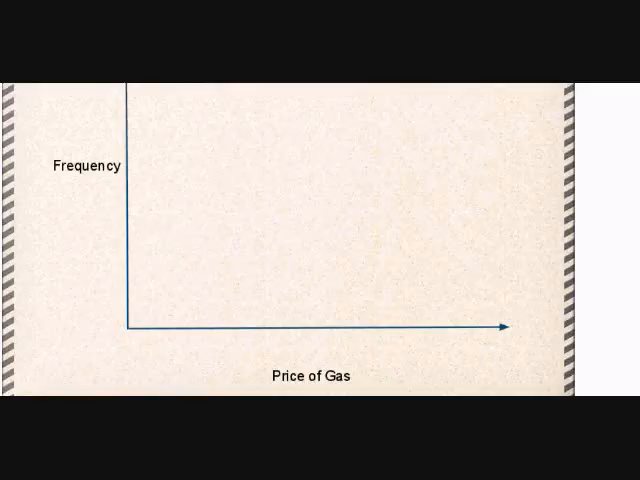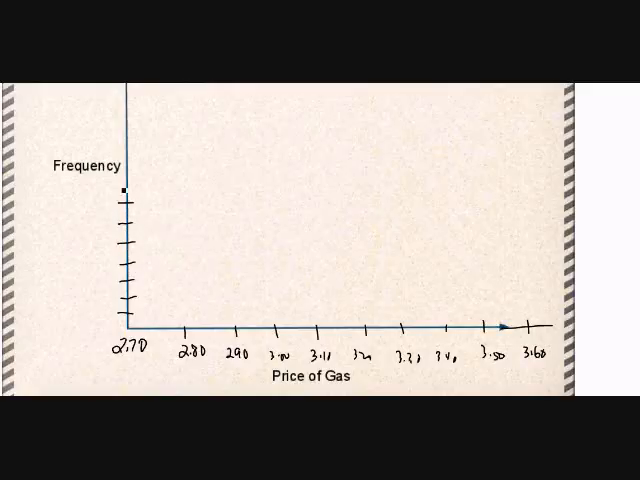So let me put down here, we started at 270. So I'll start here at 270. We went up to 280, 290, 300, 310, 320, 330, 340, 350. I need to go up to 360 to get that 357. The highest frequency was 10. So let me go 1, 2, 3, 4, 5, 6, 7, 8, 9, 10. Mark my scale. 1, 2, 3, 4, 5. Okay. Need a scale, need labels for both axes.